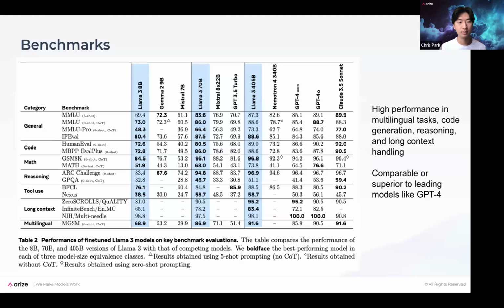So we can see that in general code, math, and reasoning, it outperforms a lot of these smaller models, which makes sense based on how they train these, right? And then in comparing it to the leading closed source models like GPT-4 or Claude 3.5 Sonnet, it's pretty comparable, right? There's high performance in multilingual and code generation, maybe reasoning, long context handling. So yeah, it's an open source model that's on par with these leading state of the art models.